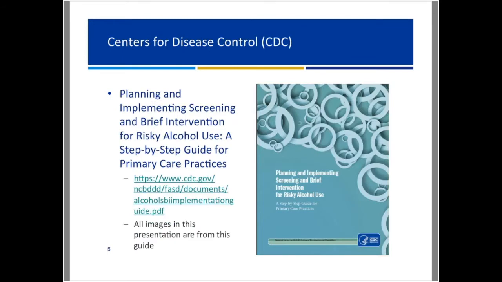So the Centers for Disease Control has recognized that this is a problem and that it's impacted implementation of risky alcohol use screening. So they developed a planning and implementation guide that is kind of like one-stop shopping for primary care practices to help them decide which screeners to use and what to do when those screeners are positive. So I'm going to base my presentation today primarily on this CDC guide, and all of the images that I'm going to talk about and present today are taken directly from that guide.